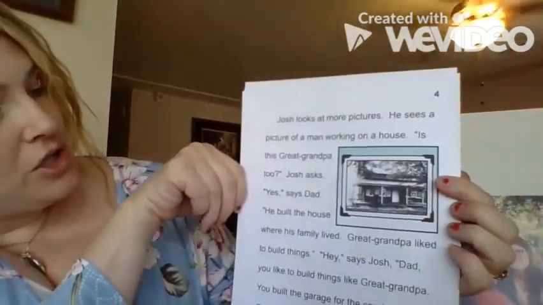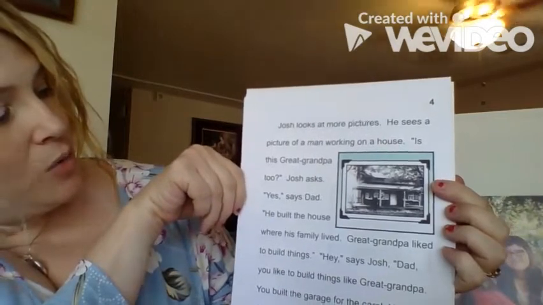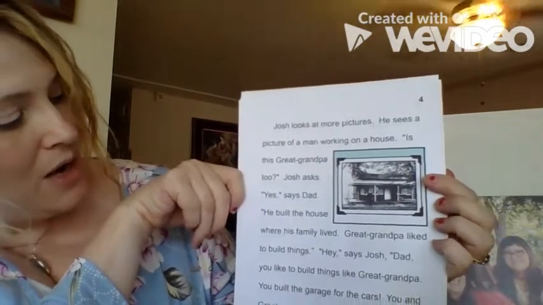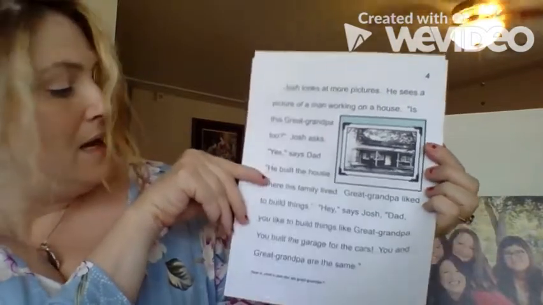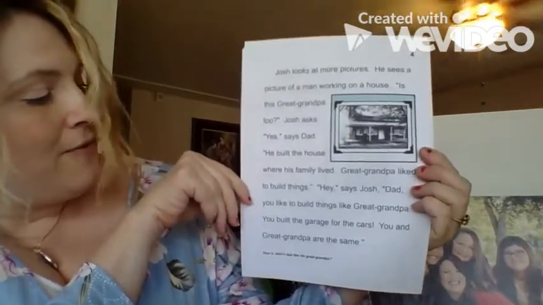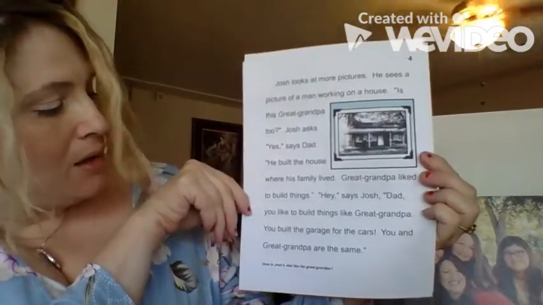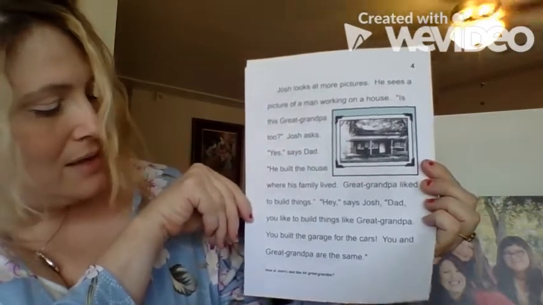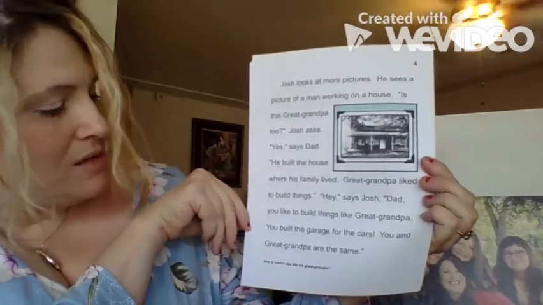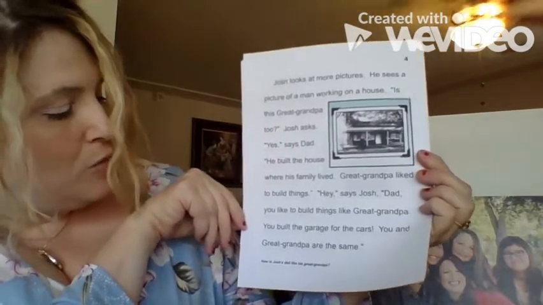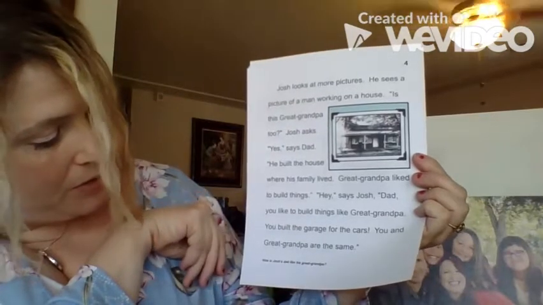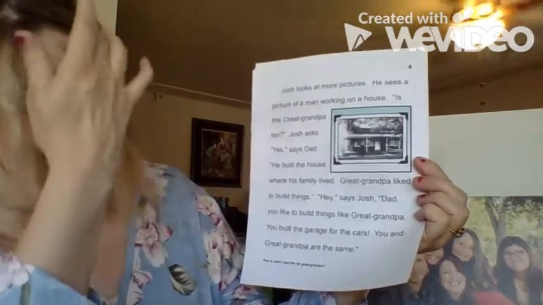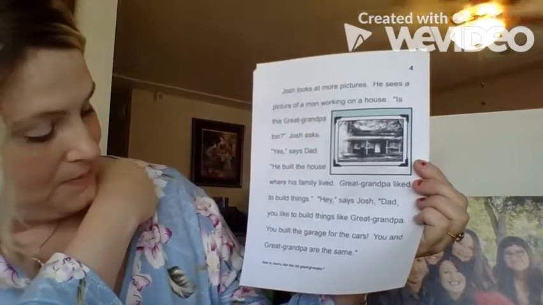Josh looks at more pictures. He sees a picture of a man working on a house. Is this great-grandpa too? Josh asks. Yes, says Dad. He built a house where my family lived. Great-grandpa liked to build things. Hey, says Josh. Dad, you like to build things like great-grandpa. You built the garage for the cars. And you and great-grandpa are the same.